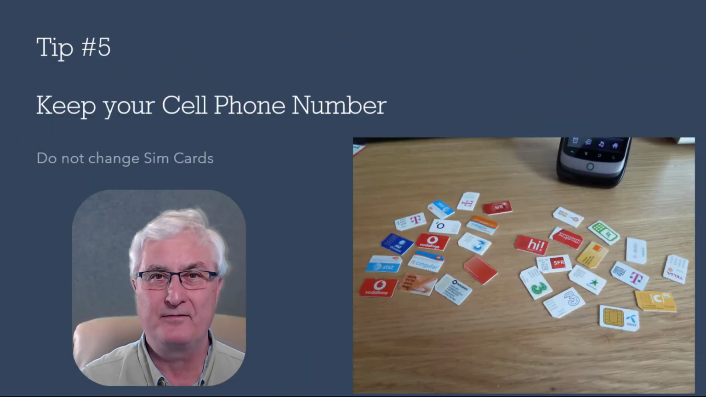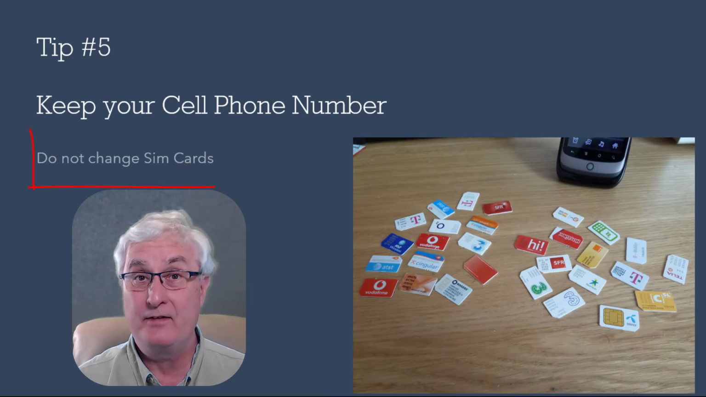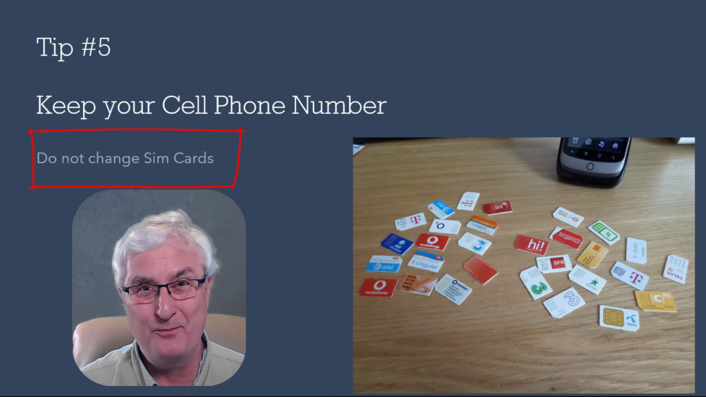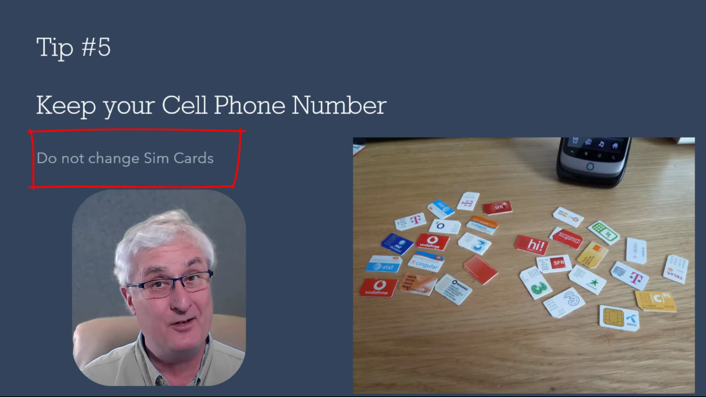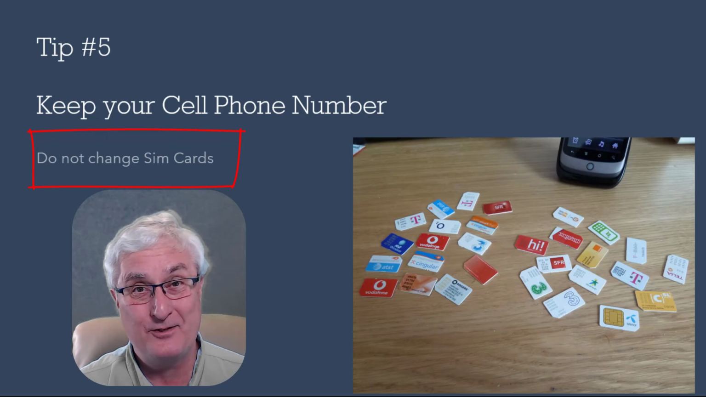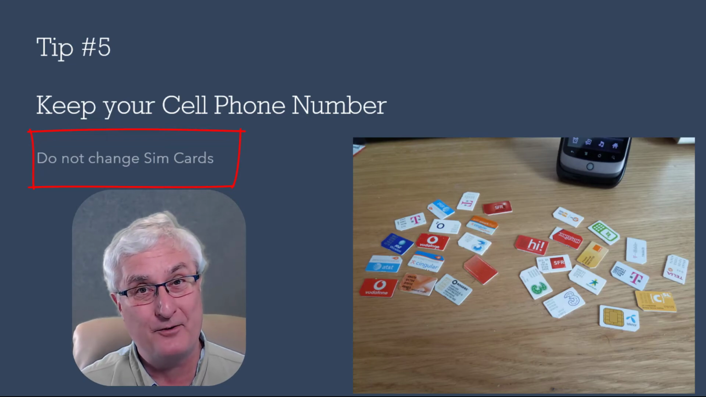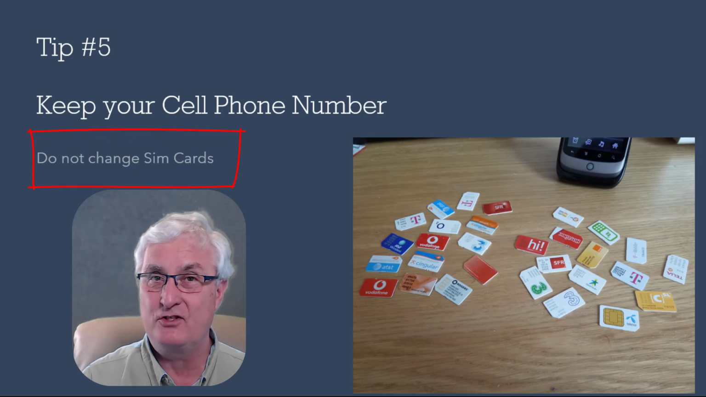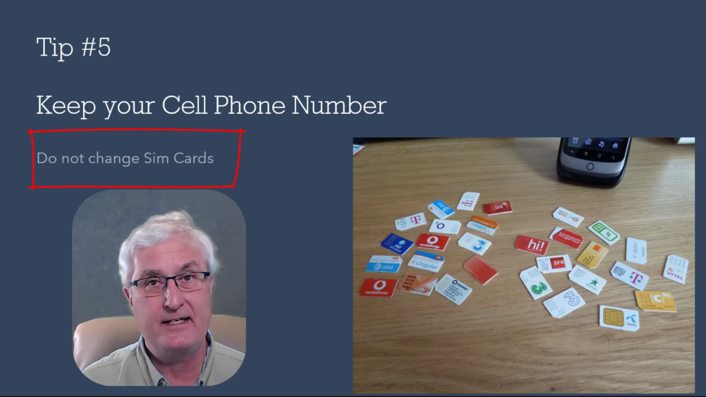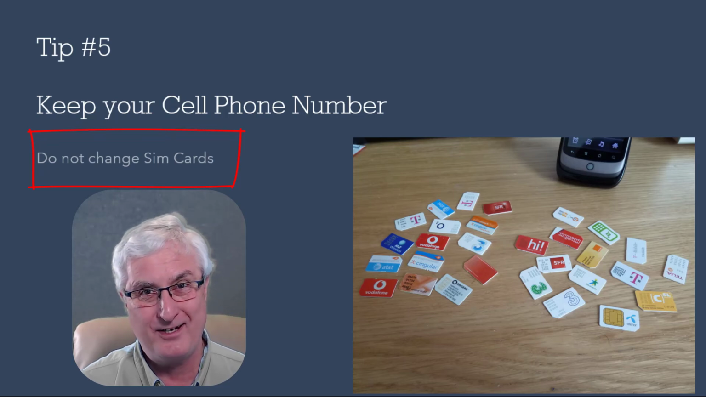Tip number 5 is please keep your cell phone number. Now, this is going to be a big change for snowbirds going south, because I know if you're Canadian and you head south, you're all going and getting a consumer cellular SIM card and getting a US number while you're in Mesa, Arizona, enjoying the sun. This is a very bad idea and will not work with two-factor authentication.